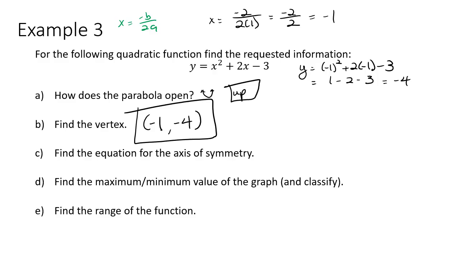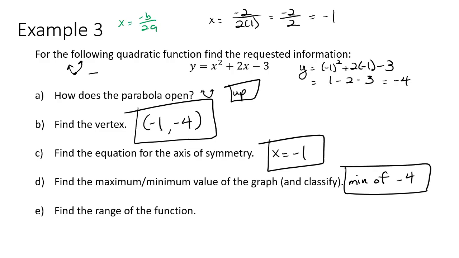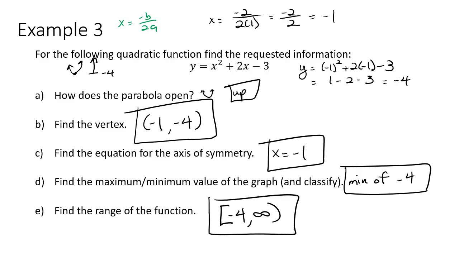All right, from here on out, it goes a little bit more quickly. It's just like it was in examples 1 and 2. Equation of axis of symmetry is just x is equal to the x value of the vertex, -1 in this case. This is a parabola that opens upwards, so the vertex will be a min. The y value tells you what that min is, so this is a minimum of -4. And then for the range, this parabola is -4 and up. So it would be from -4 to positive infinity.